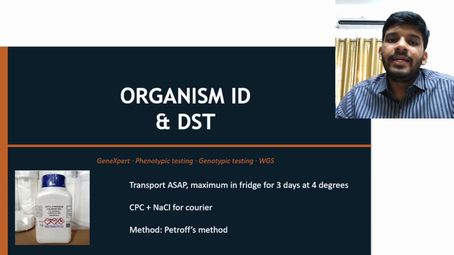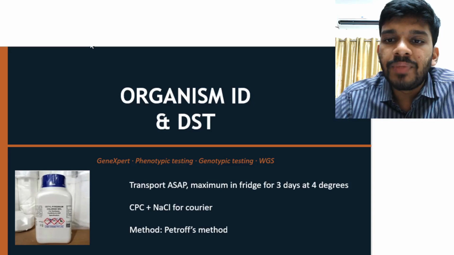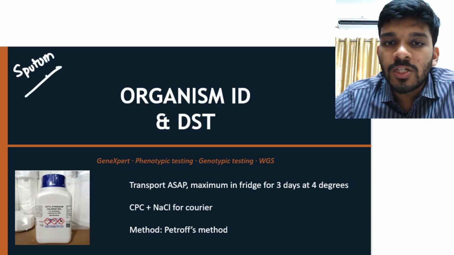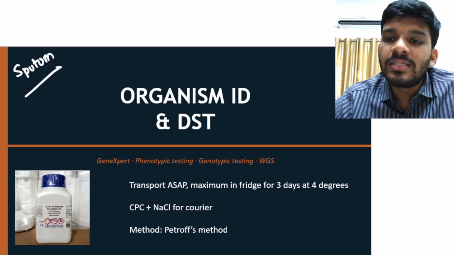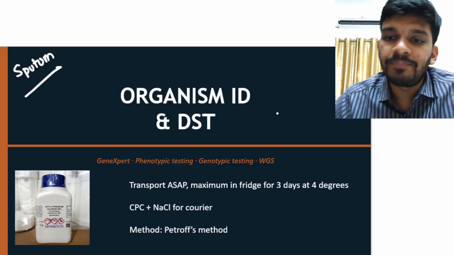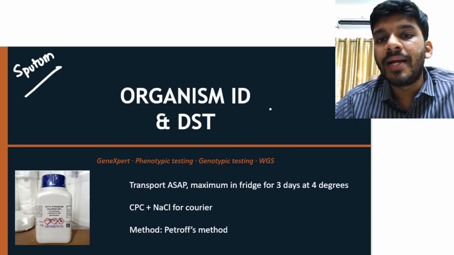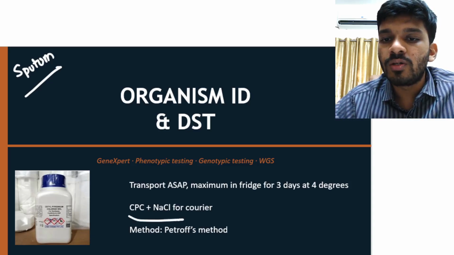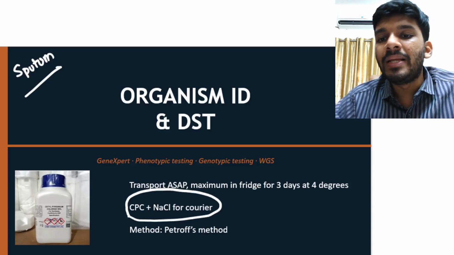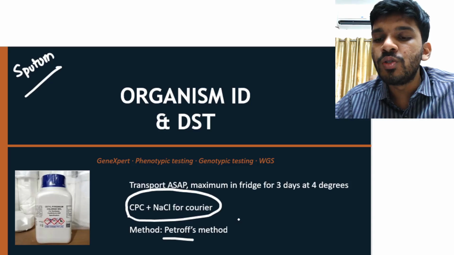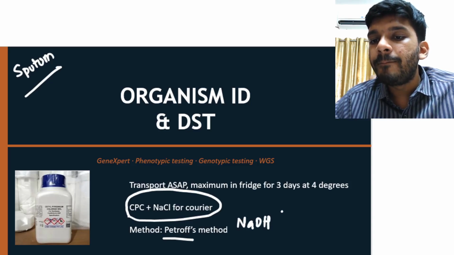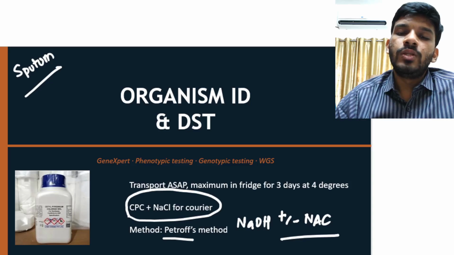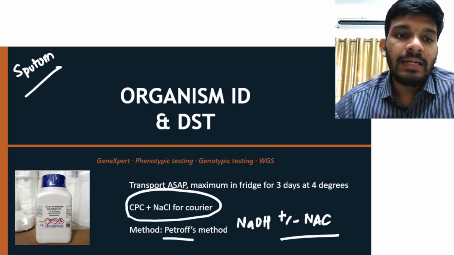Now let's come to organism identification and drug susceptibility testing. This is something that we have discussed here, that the sputum samples need to be transported as soon as possible. Maximum you can keep the sputum or the CSF sample in fridge for 3 days at 4 degrees. But suppose you are at a primary center and you have to send these samples to a reference laboratory. You should use the CPC medium plus normal saline for couriers. And the method we already talked about is the Petroff's method, where you use sodium hydroxide, plus or minus N-acetylcysteine if it is the modified Petroff's method. So these things are related to sample storage and transport.